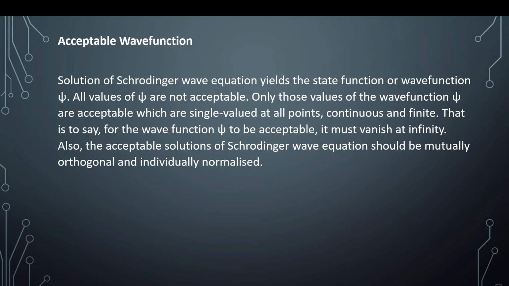They must be single valued at all points along x, y, or z coordinate. They must be continuous and finite. That is to say, for the wave function psi to be acceptable, it must vanish at infinity. Also, the acceptable solutions of Schrodinger wave equations should be mutually orthogonal and individually normalized. So, only those wave functions are acceptable which meet these conditions.